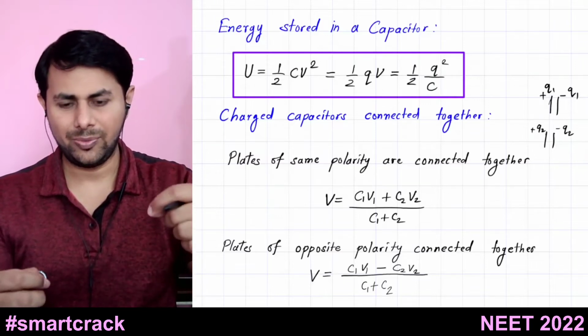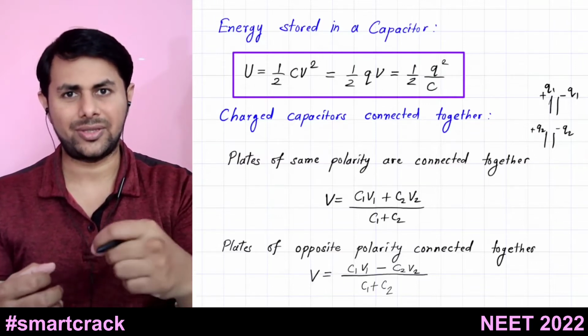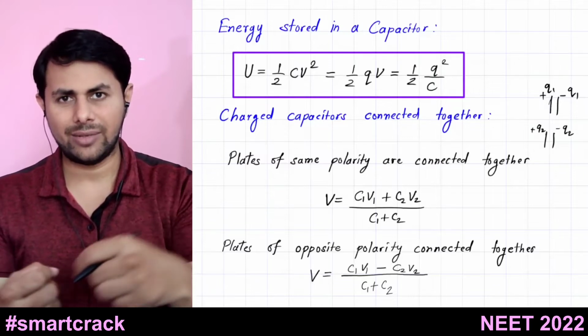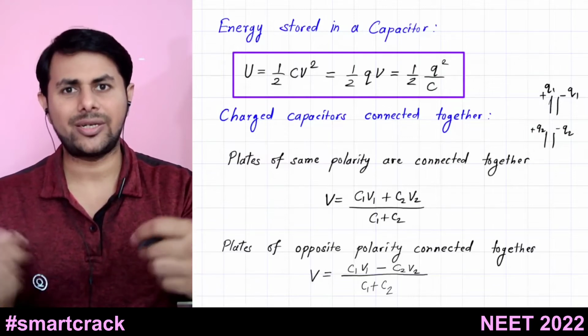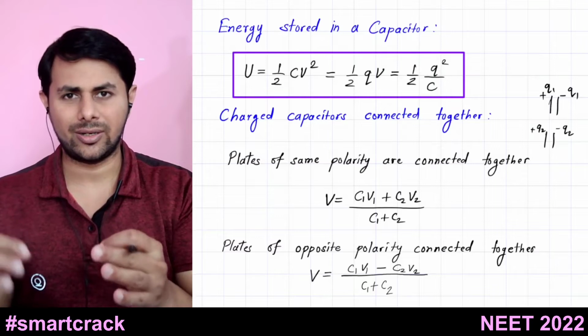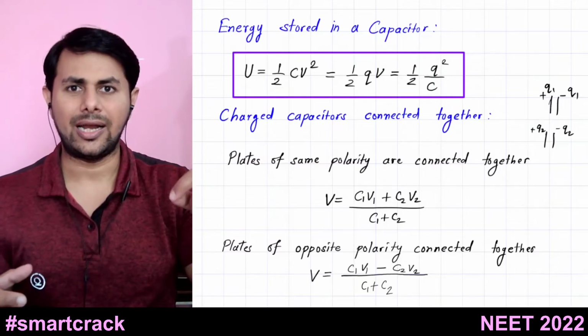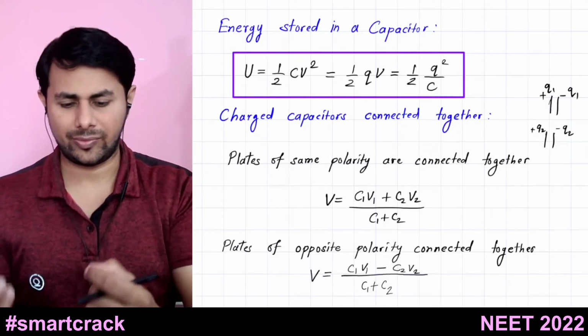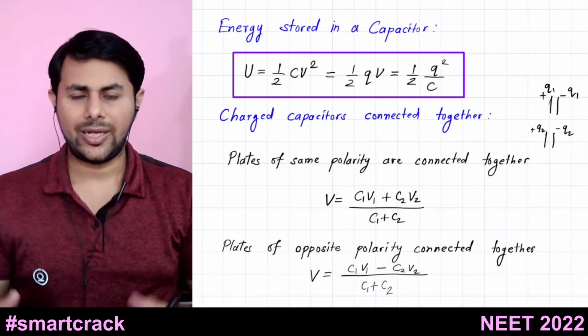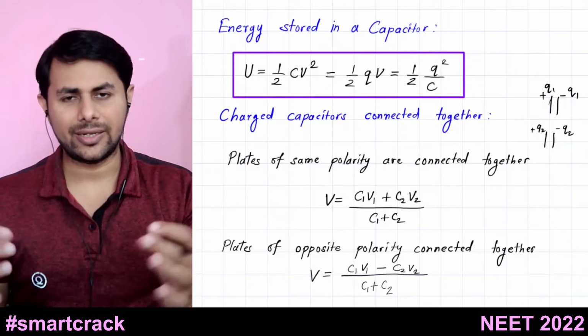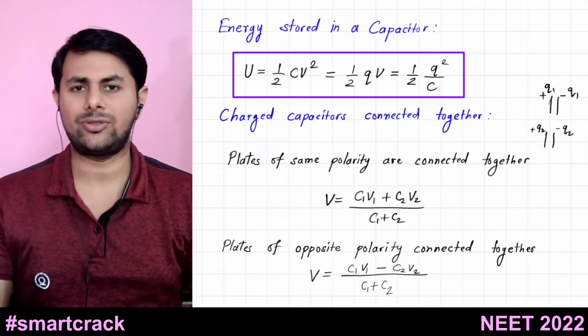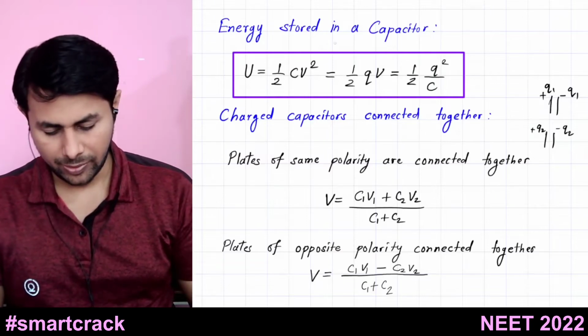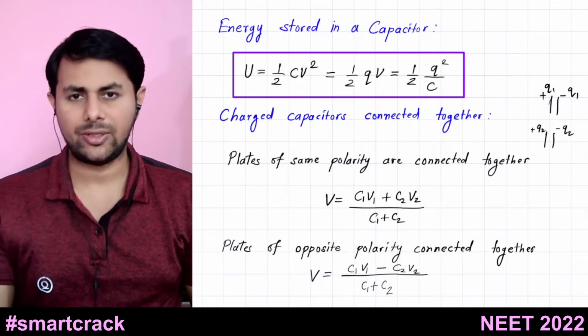Okay, so now if you want to put that charge again on the capacitor, you have to overcome that resistance, you have to overcome the repulsive force between the charge which is already present there and the charge that you are bringing in. So for that you have to put in some energy, and that energy gets stored as the potential energy of the capacitor. And what's the formula for that?